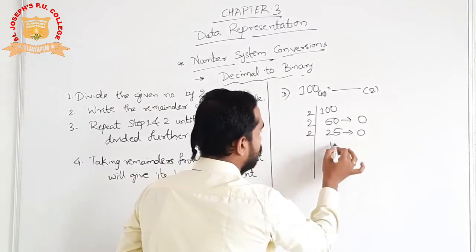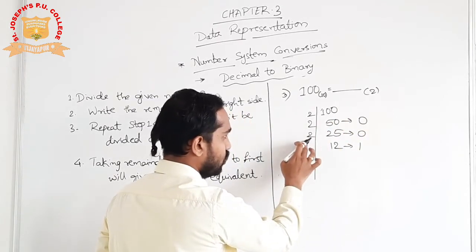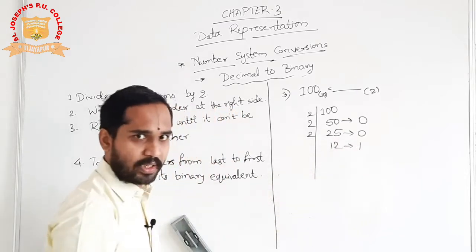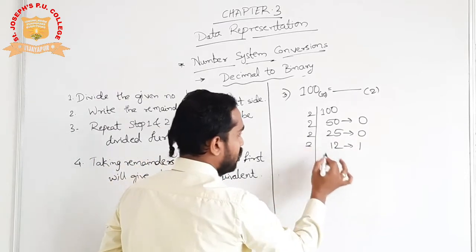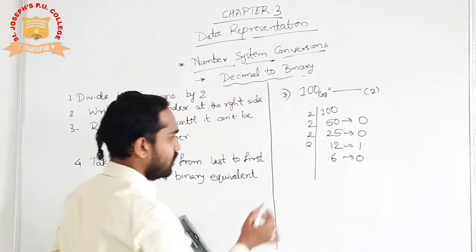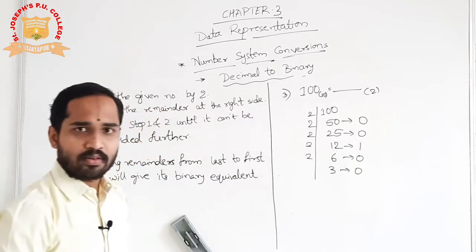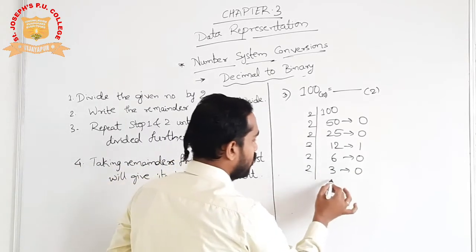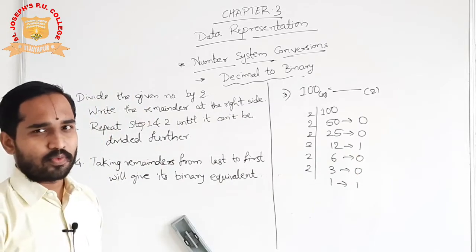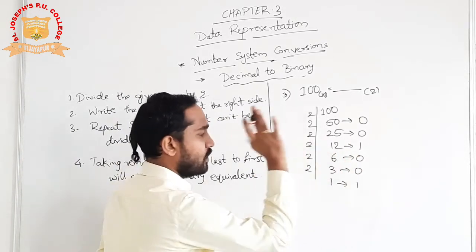So 25 divided by 2: 2 12s are 24, so 1 is the remainder, correct? Then 2 6s are 12, nothing remains, 0 is the remainder. Then 2 3s are 6, 0 is the remainder. Then 2 1s are 2, 1 is the remainder. It's an odd number. For any odd number, the remainder will be 1. For any even number, the remainder will be 0.